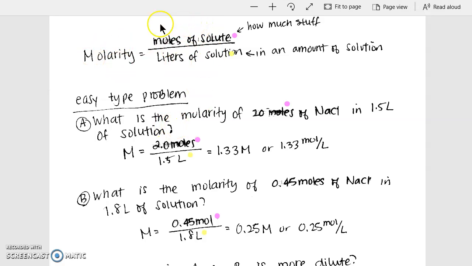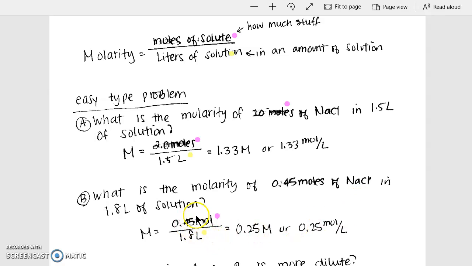If we want to calculate the molarity, the concentration, you take the moles of solute, our 2.0 moles, and that goes on top. You divide that by liters of solution. We have 1.5 liters of solution, so that goes on the bottom. So 2 divided by 1.5 gives us 1.33 molar. That means for every 1 liter of solution, we have 1.33 moles of sodium chloride packed inside that liter.